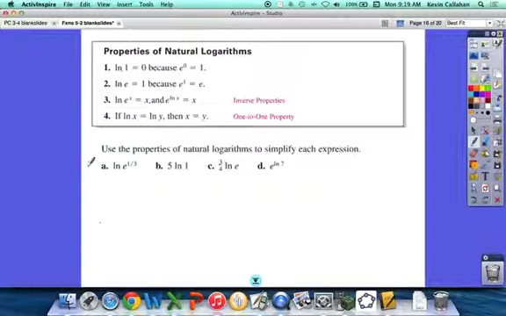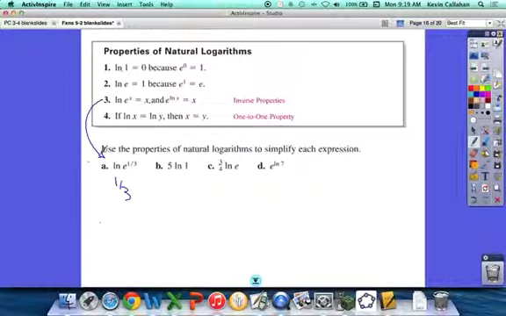So again, using those properties, which property would we use to simplify ln of e to the 1/3? ln of e to the x equals x. ln of e to the 1/3 equals 1/3. Right, that's this one.